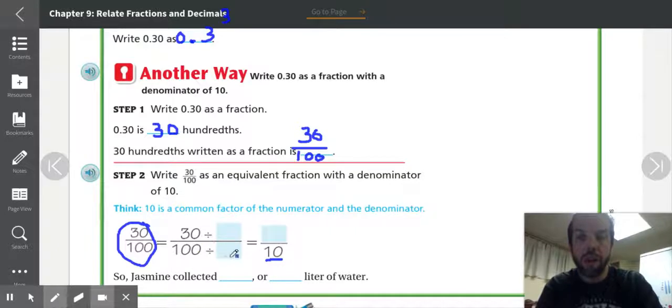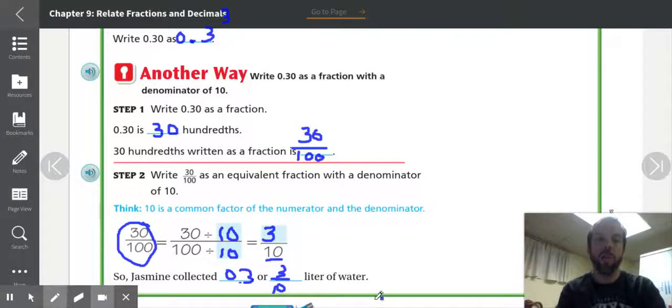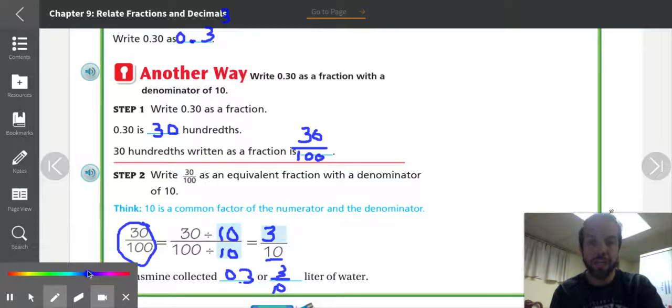So 100 divided by what would equal 10? The answer is always going to be 10 for this lesson. 100 divided by 10 is 10. If I do it on the bottom, I'm going to do it on the top. So 30 divided by 10, 10 times what equals 30? 3. So Jasmine collected 3 tenths, or as a fraction 3/10. Okay, so that's the gist of the whole lesson.